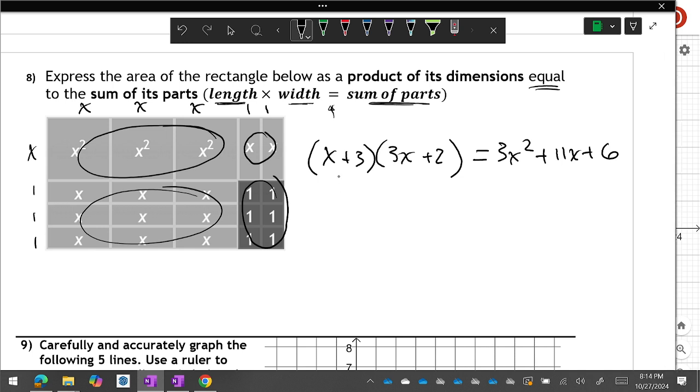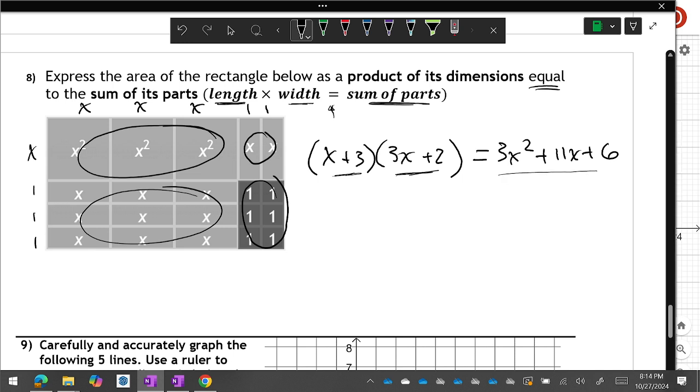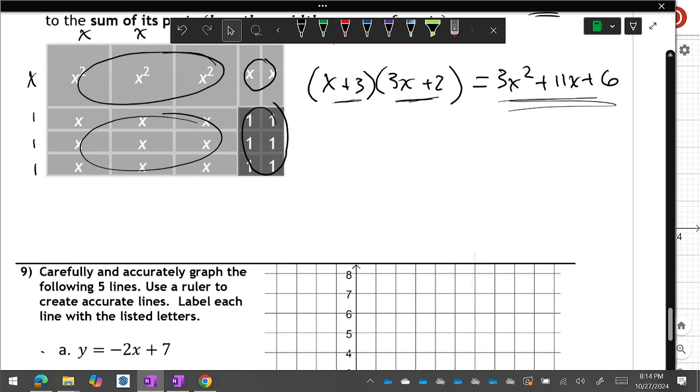So at this point, I easily expect that if I gave you this and I asked you to multiply it by this, you would be able to create a generic area model and come up with the product would have to equal this. All right, last question involves quite a bit of graphing.